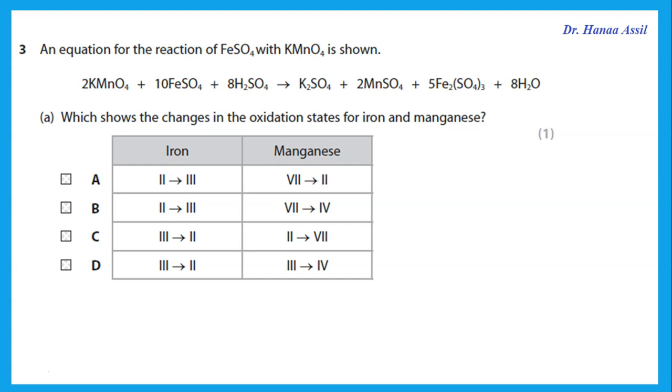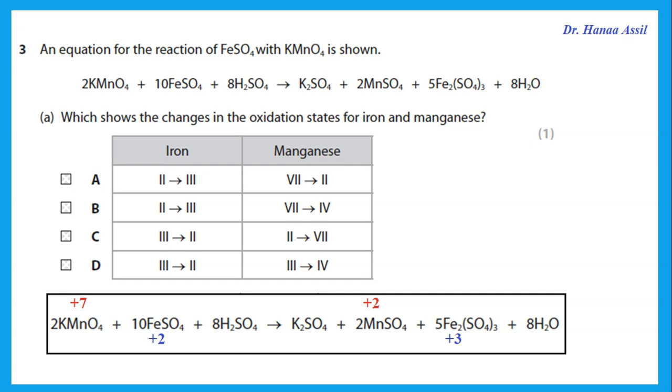An equation for the reaction of FeSO4 with KMnO4 is shown, which shows the changes in oxidation states for iron and manganese. You should know how to calculate oxidation states. So if we look at this equation, what is happening to the iron? In FeSO4, the SO4 alone is a minus 2, so the Fe is plus 2. While in Fe2(SO4)3, the SO4, each of them is a minus 2, so that's minus 6. I have 2 iron, then each of them is plus 3.